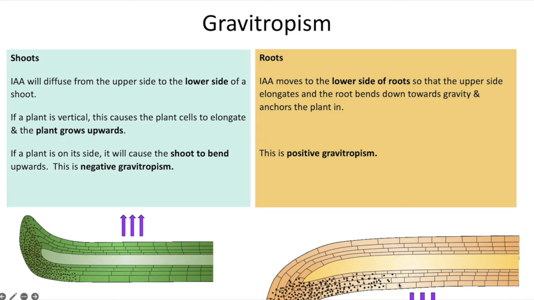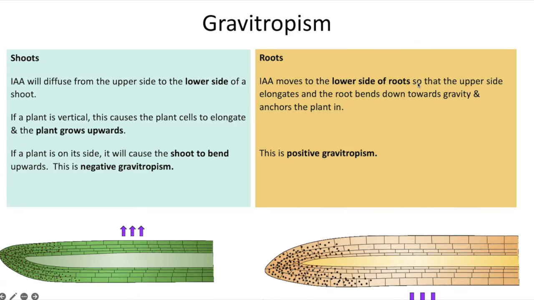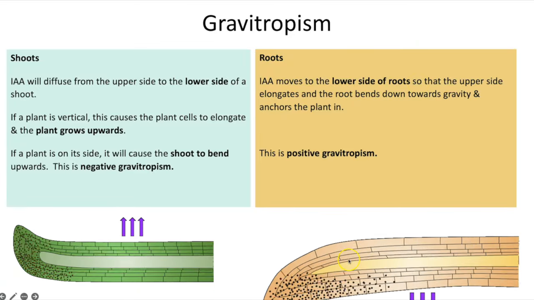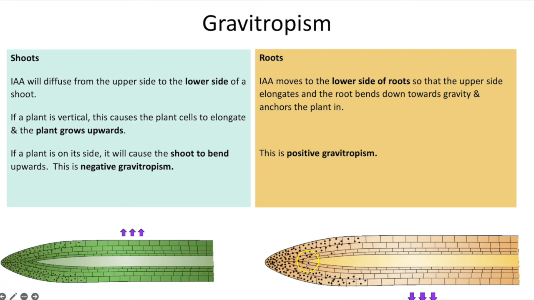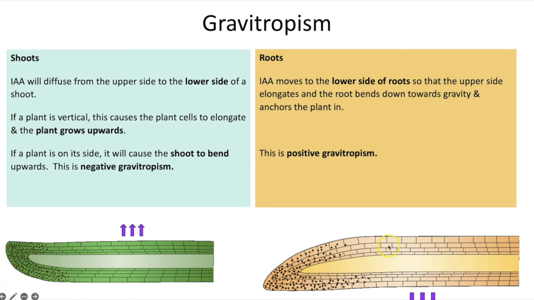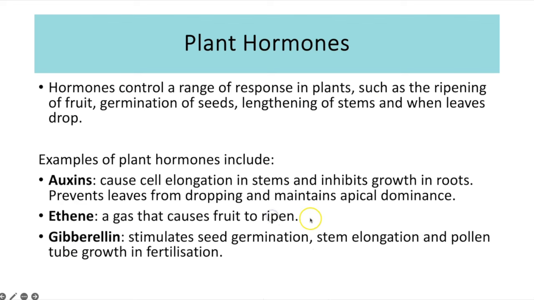In the roots, IAA moves to the lower side of the root, so that the upper side elongates, and the root bends down towards gravity and anchors the plant in. And this is a positive gravitropism because the root is bending towards the stimulus, which is gravity.